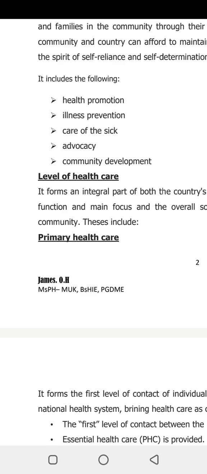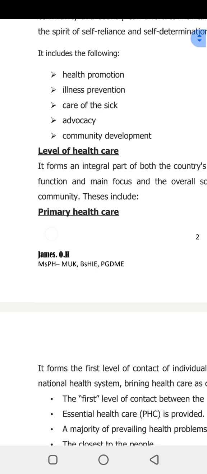Bullet number 3, care of the sick. For instance, here we have the sick people, the people who are really sick in the communities. There are so many nowadays. For example, we can name them: the victims of HIV/AIDS, people suffering from sickle cells, people suffering from cancer, people suffering from all those other chronic diseases, to mention just a few.